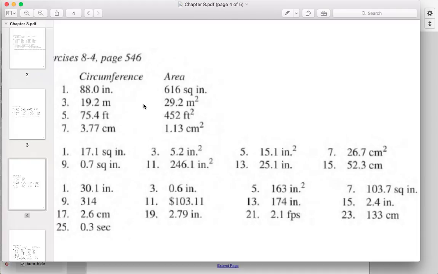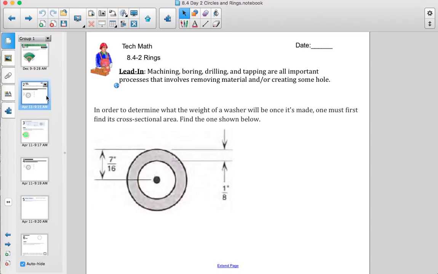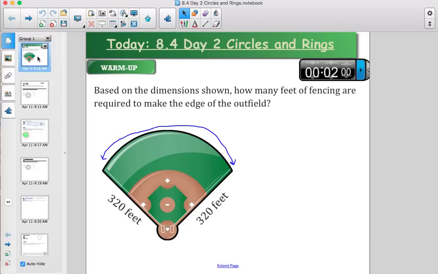Okay, welcome back. With that then, you can put those away and then have your note packets out to the second day of 8.4. It'll look like this. It says 8.4-2. It's on rings. To start, we're going to do a warm-up question.